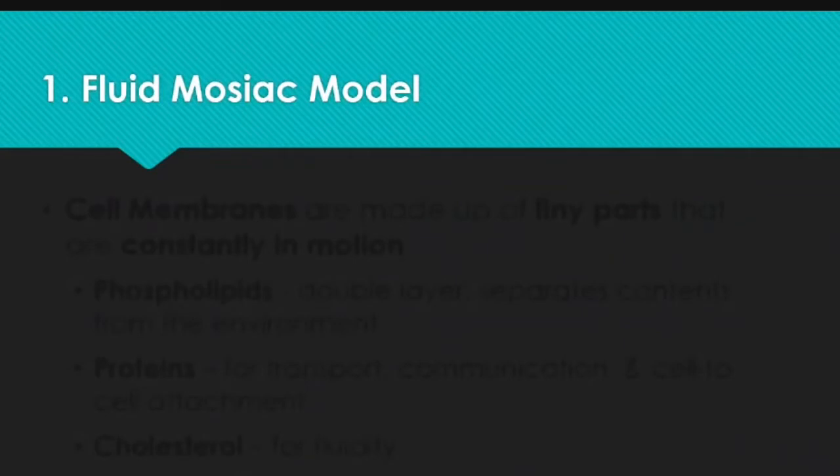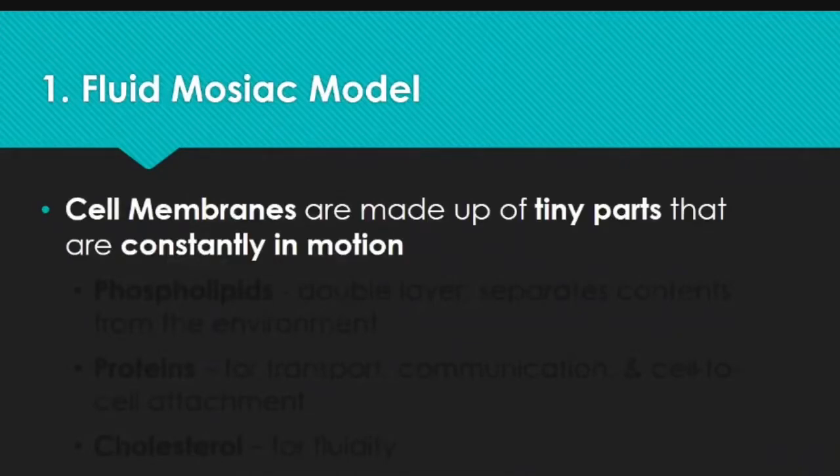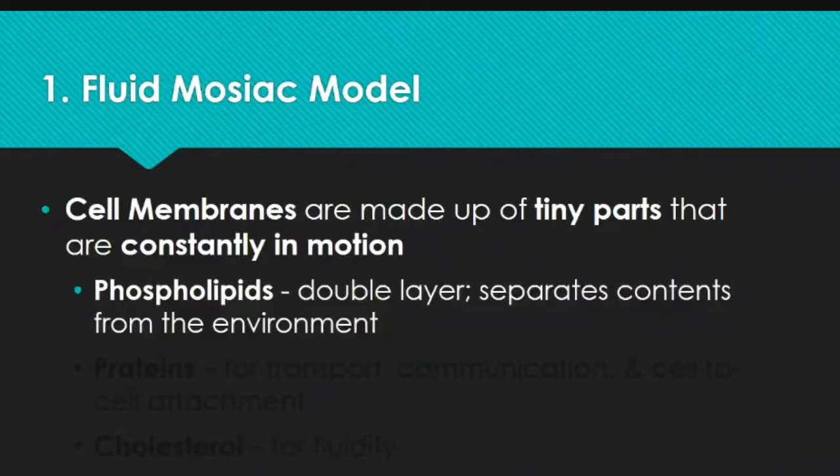So first up, fluid mosaic model. This is one of those things that's kind of complicated, but it's really simple once you understand it. So basically, cell membranes are made up of lots and lots of little parts, and those little parts are constantly moving. We know that as the fluid mosaic model. Major components: phospholipids. Cell membranes are made up of a double layer of phospholipids known as the phospholipid bilayer.